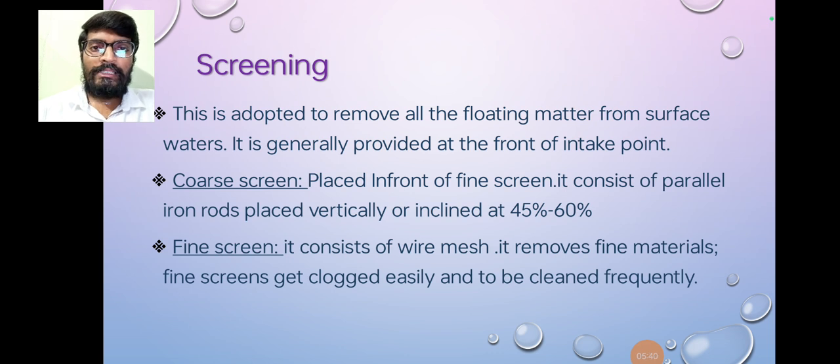In this coarse screen, the center-to-center distance is 20 to 100 mm, and the rod diameter is 20 to 25 mm. By using these coarse screens, clogging does not happen frequently. That's why at most sites we use these coarse screens for removal of floating matter.